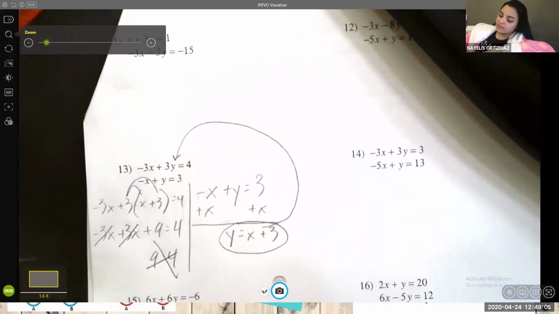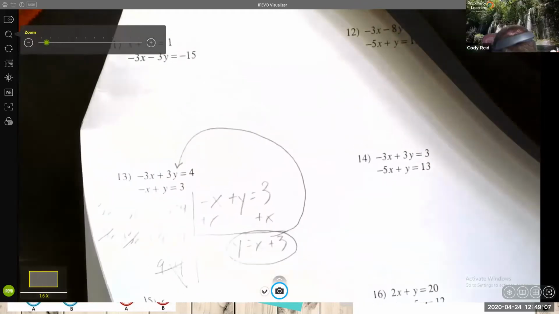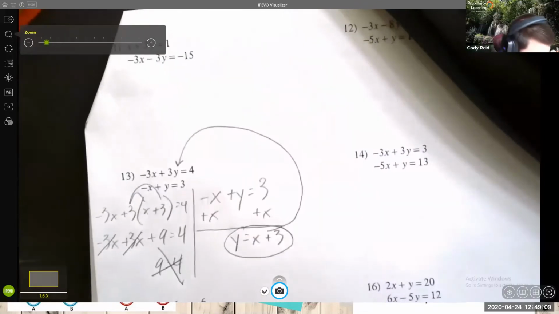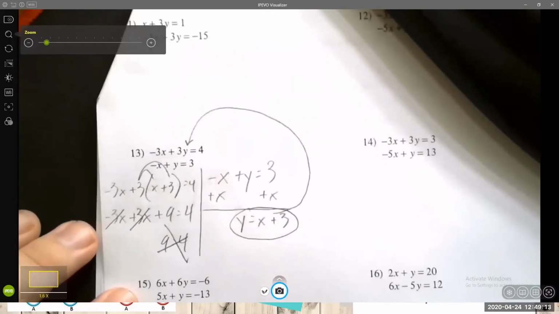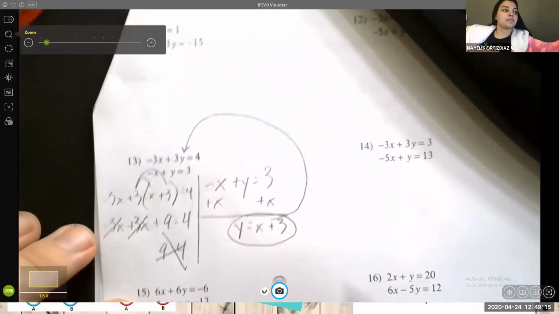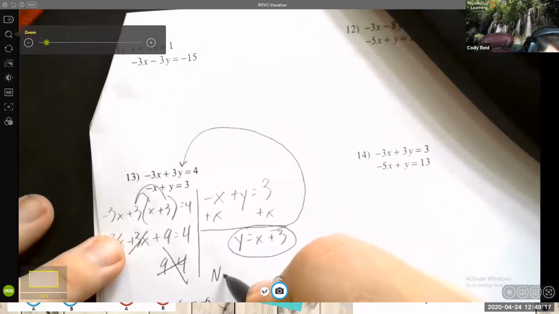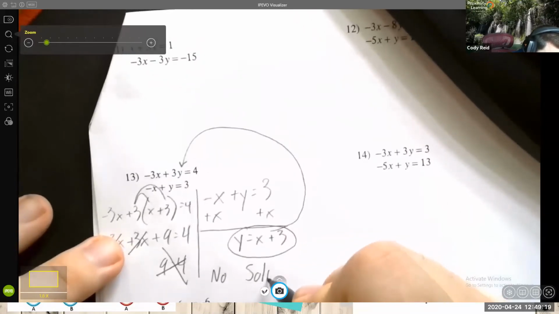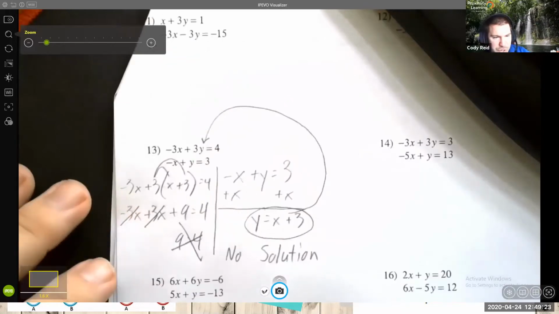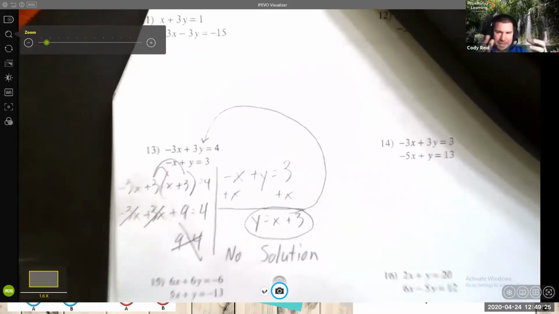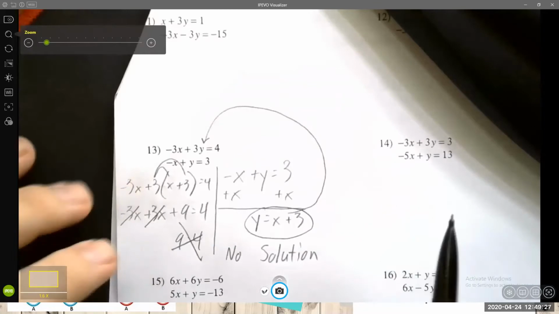Let me choose an example that actually gives us a solution. So no solution is the answer for that one. I'm going to show you one that gives you a solution, so that way you know what to do when you've got to find the entire answer.